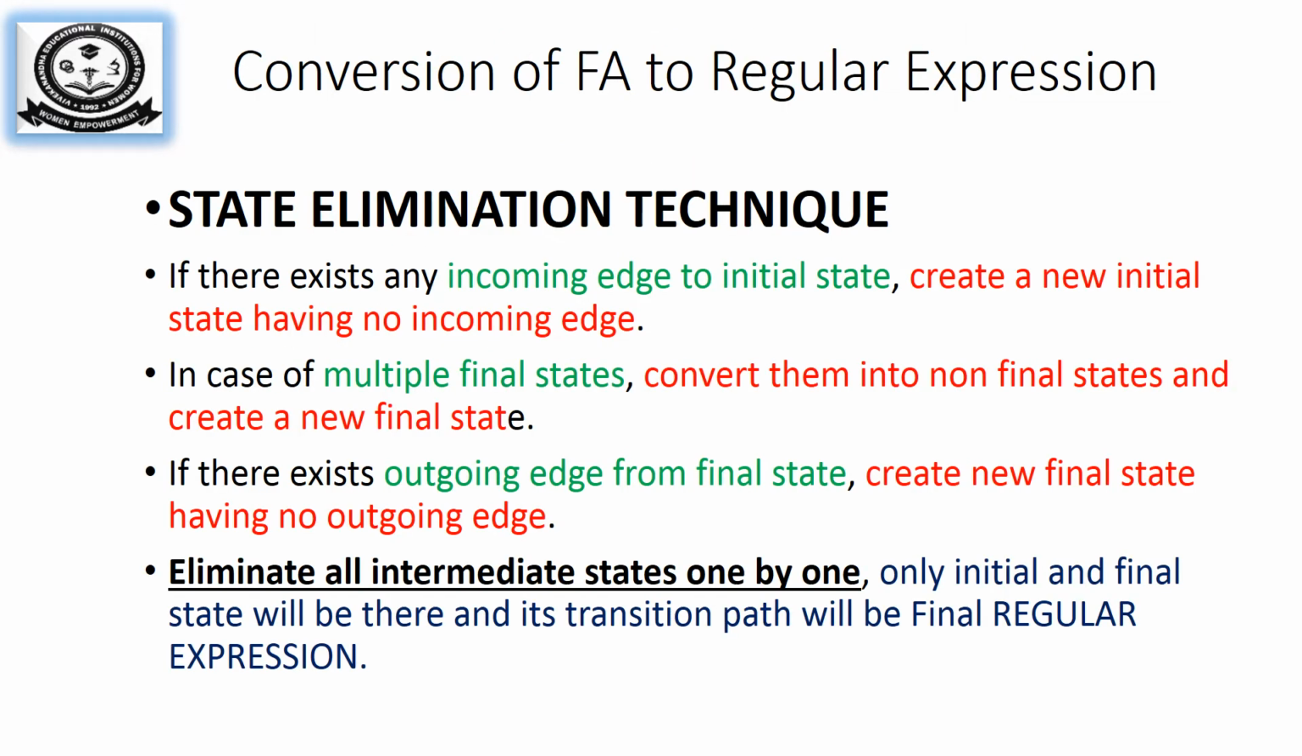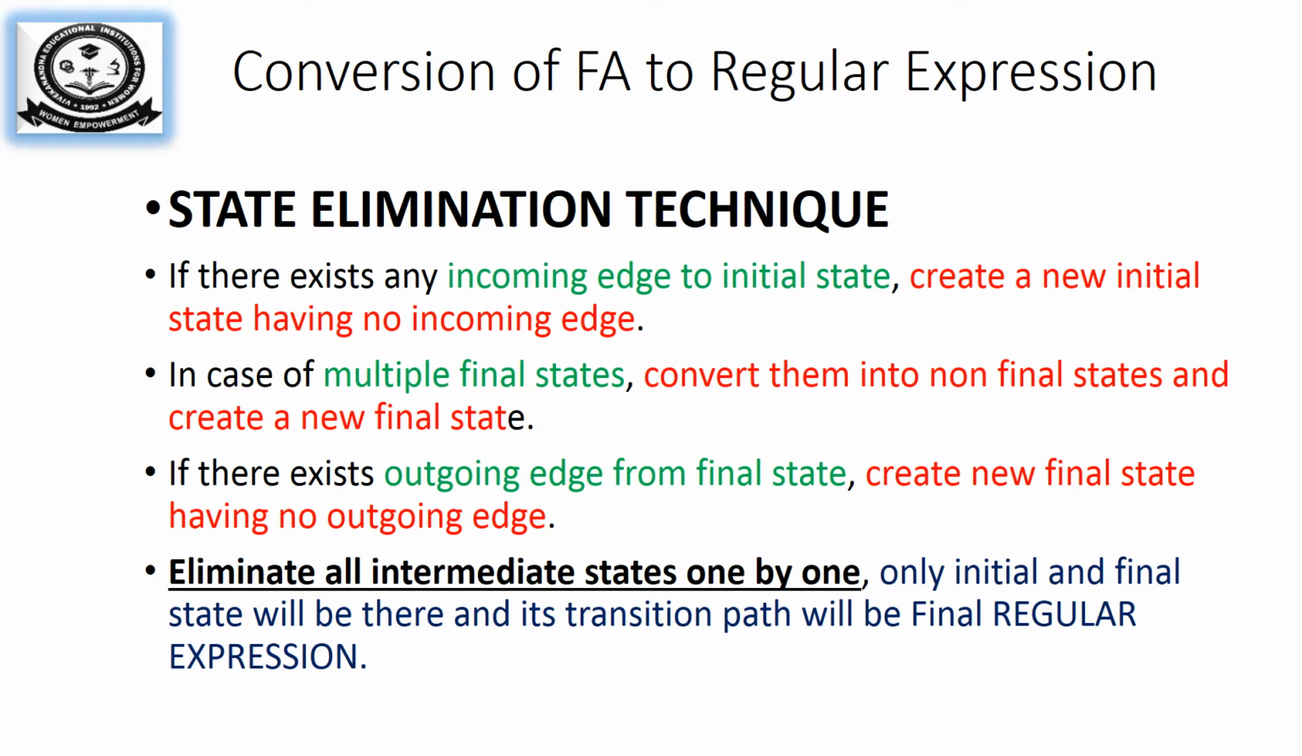Let us see the state elimination technique, how it works. What we are going to do here is reduce the given finite automata into a minimized one. How are we going to do it? Except the initial state and the final state, all the intermediate states are going to be removed from the finite automata. To do that, we have a few steps here.